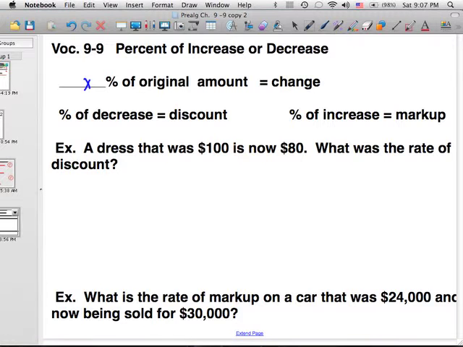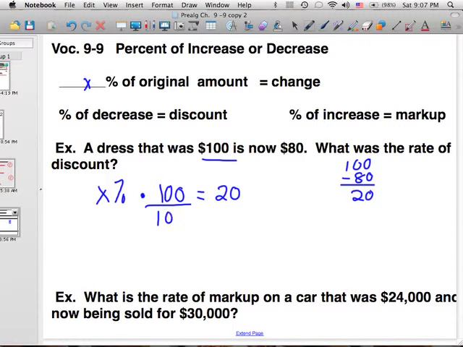So the first example, a dress that was $100 is now $80. What was the rate of discount? So it's going to be X percent of the original amount. The original amount was 100 equals the change, the discount or the markup. In this case, it was a discount. So I take 100 minus 80, it dropped to 80, so the discount was 20, equals 20.